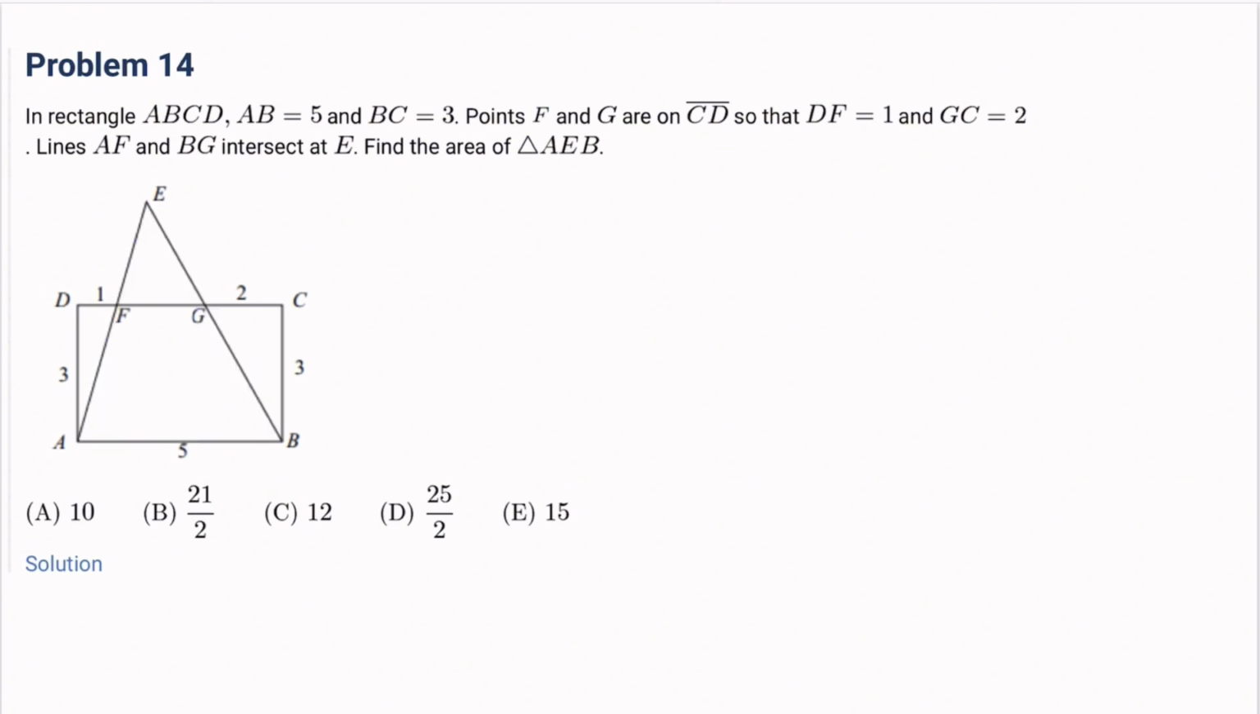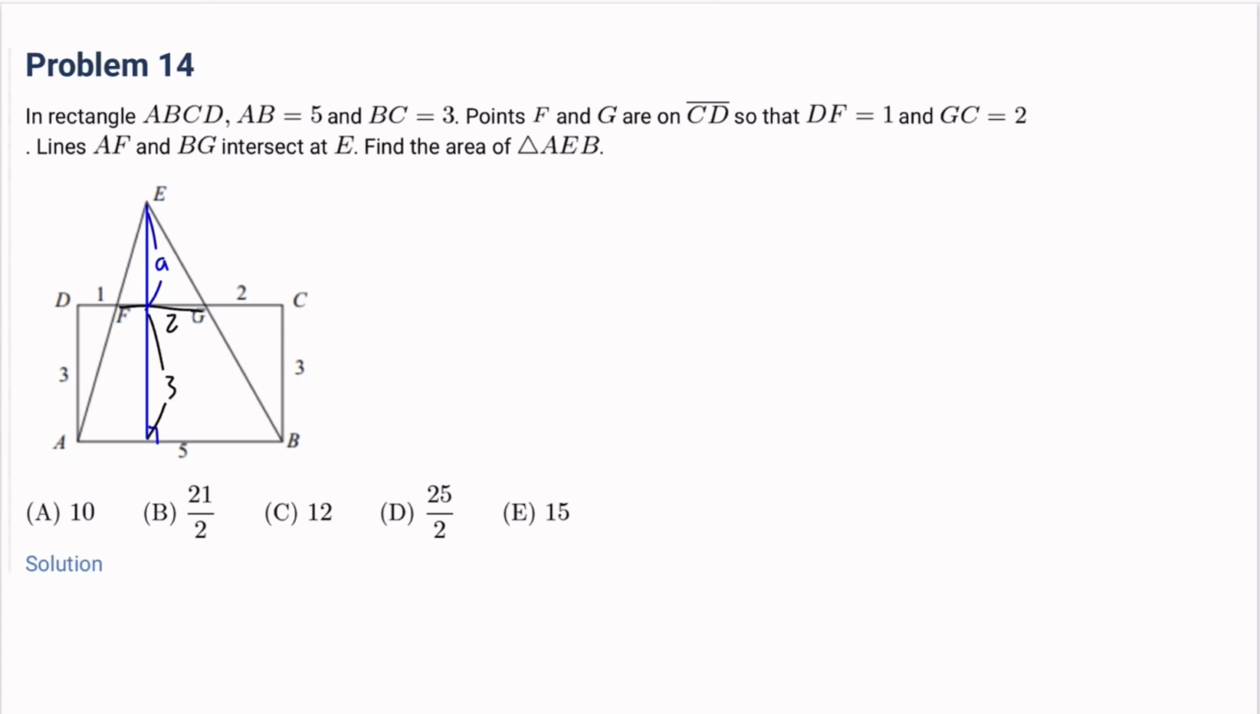First of all, we can see that FG has length 2, right? And then the next thing that we see is that this triangle is similar to this triangle that we're trying to get, right? And so if we draw a line from E perpendicular to AB, like that, then let's say that this length is A, right? And this length will be 3, right?